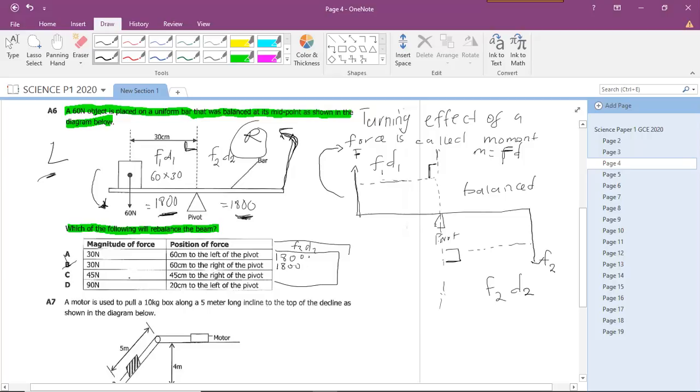45 times 45, you get 2,000, it won't balance. 90 times 20, you get 1,800, but it's towards the left, it should be towards the right, on this side. So our answer will be B: 30 newtons and 30 centimeters to the right of the pivot. So that's how you find the answer for this particular question. Are we together? Yes. All right.